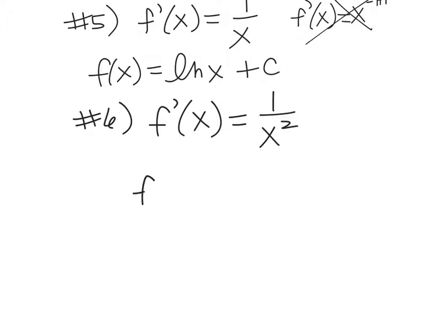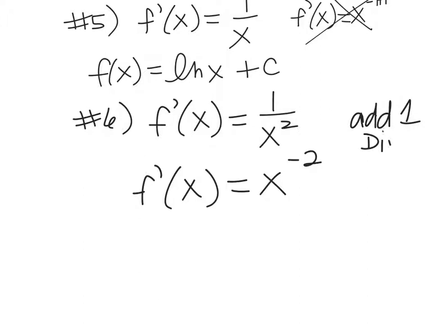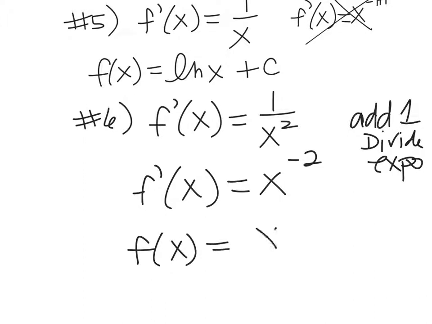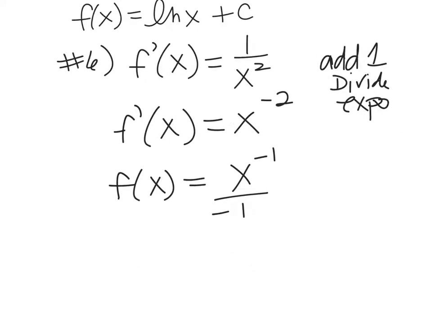So for this one, I would change this to x to the -2. And then I would do the anti-power rule. Do you remember what anti-power rule is? You add 1, and then you divide by whatever that exponent is. Add 1, divide by the exponent. So f of x would be, if I add 1, x to the -1, and then divide by -1. And so my answer would be -1 over x. Okay, and if you took the derivative of this, it will equal 1 over x squared.